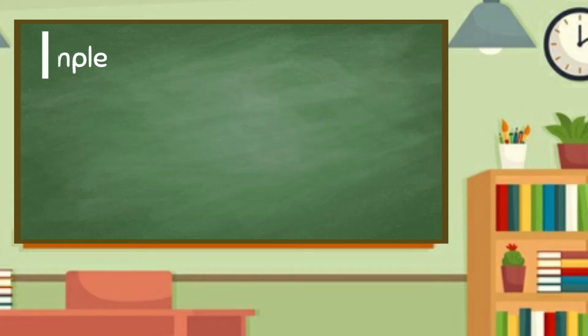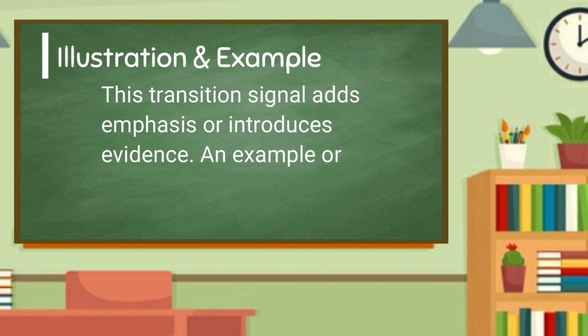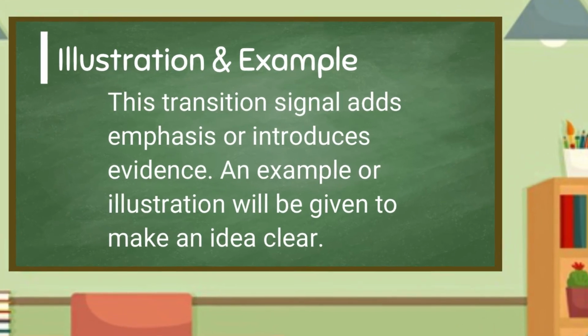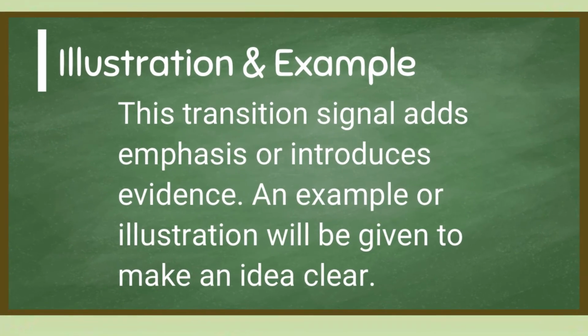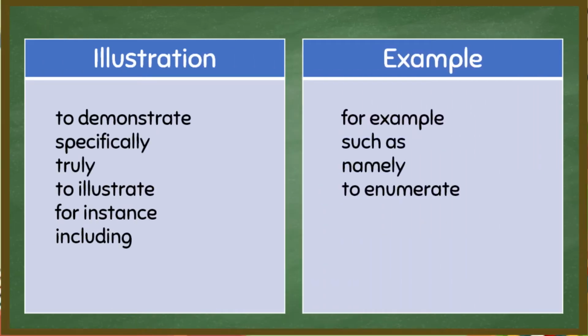Another type of transition signals is illustration and example. This transition signal adds emphasis or introduces evidence. An example or illustration will be given to make an idea clear. Here are the transition signals for illustration and example. And here is an example sentence.